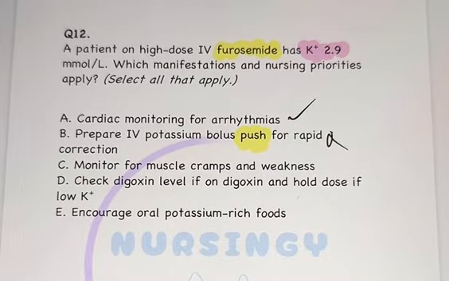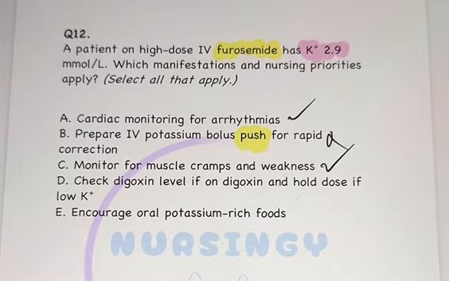What about C? Monitor for muscle cramps and weakness. Yes. Now we don't have enough neuromuscular function going on. So definitely you are going to see more muscle cramps and more weakness. So C is correct.